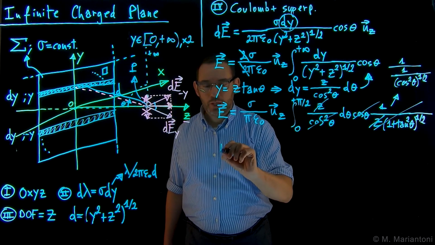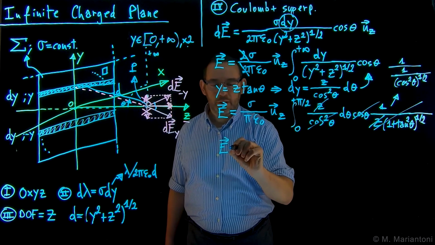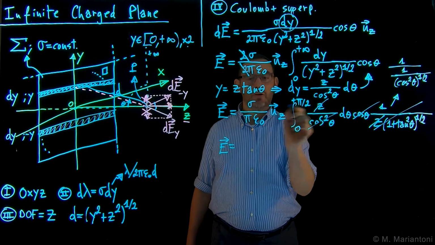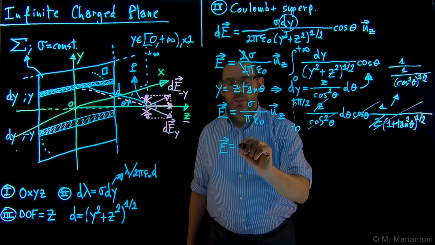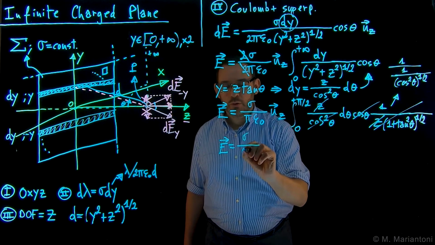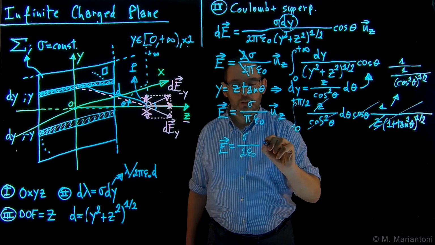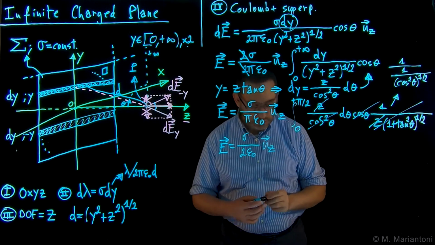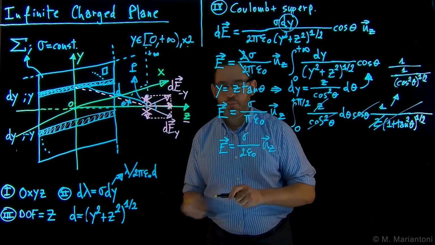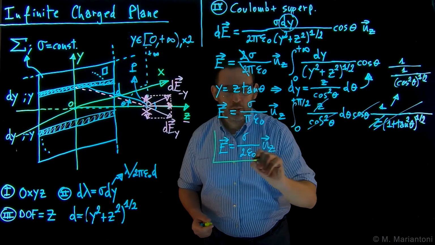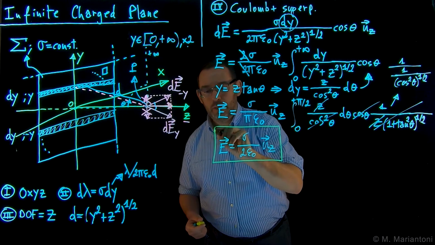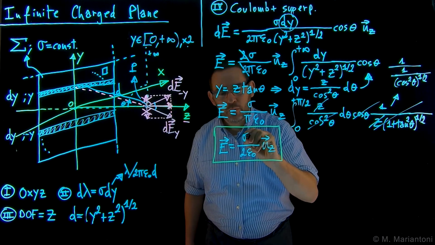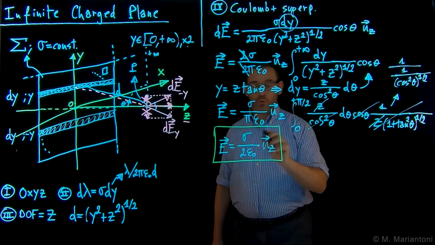And so to conclude here, we find that the electrostatic field E is given by sigma divided by, so pi goes away because it's pi half. So it's sigma over 2 times epsilon naught uz. Okay, and this is a very important result. It's worth circling here in yellow. So the result is sigma divided by 2 epsilon naught uz.